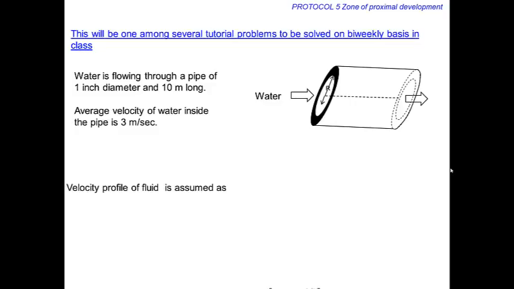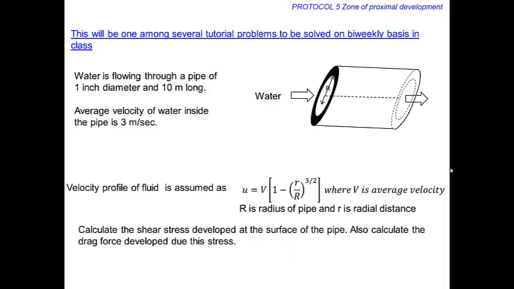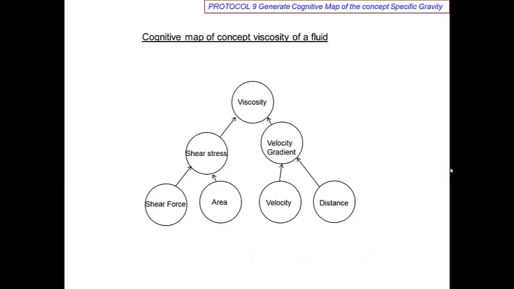Finally, we have a cognitive map developed for the concept viscosity. This shows that viscosity is related to shear stress and shear strain, which is the gradient of velocity. This will also help you to connect the concept viscosity to other basic, physical quantities you already know.